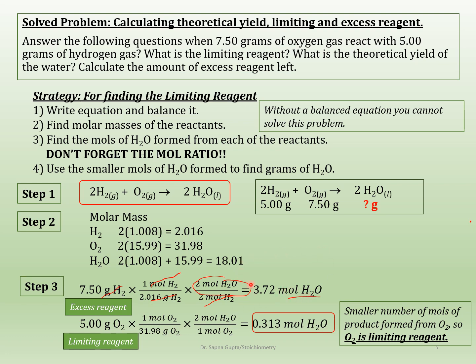Now you compare both of these numbers, okay? So the moles that you got for water from hydrogen, and then what you got from oxygen. You need to compare those two numbers and see which one is smaller. And the smaller number is 0.313, which means that oxygen is your limiting reagent. Now, if you look at these two numbers, oxygen is 5 grams. It's a smaller amount than 7.5.